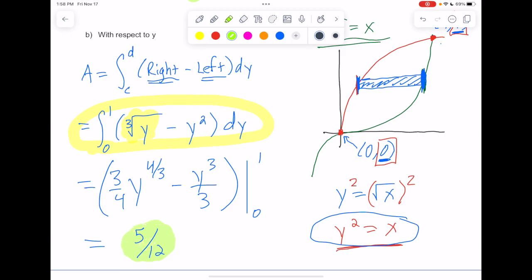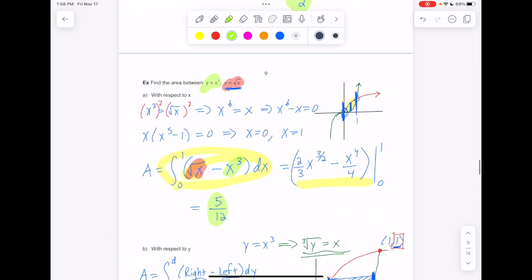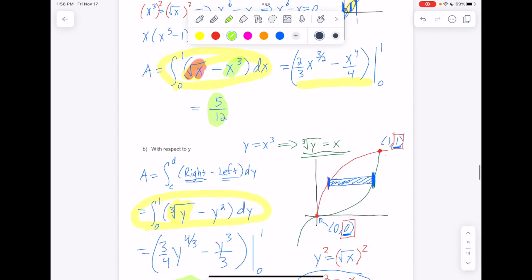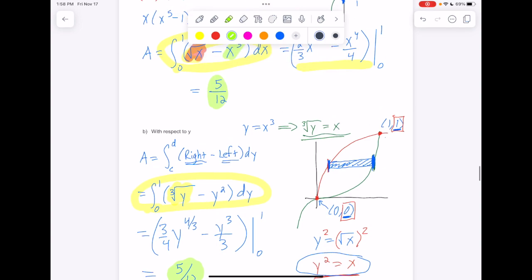So just a final note here, it really doesn't matter which way we did this problem. So we could do it as the dx, and it was fairly straightforward. We could do it as a dy, and it was fairly straightforward. So our decision to do dx or dy doesn't matter on this one, so I'd probably just do a dx because it's what we're more comfortable with.